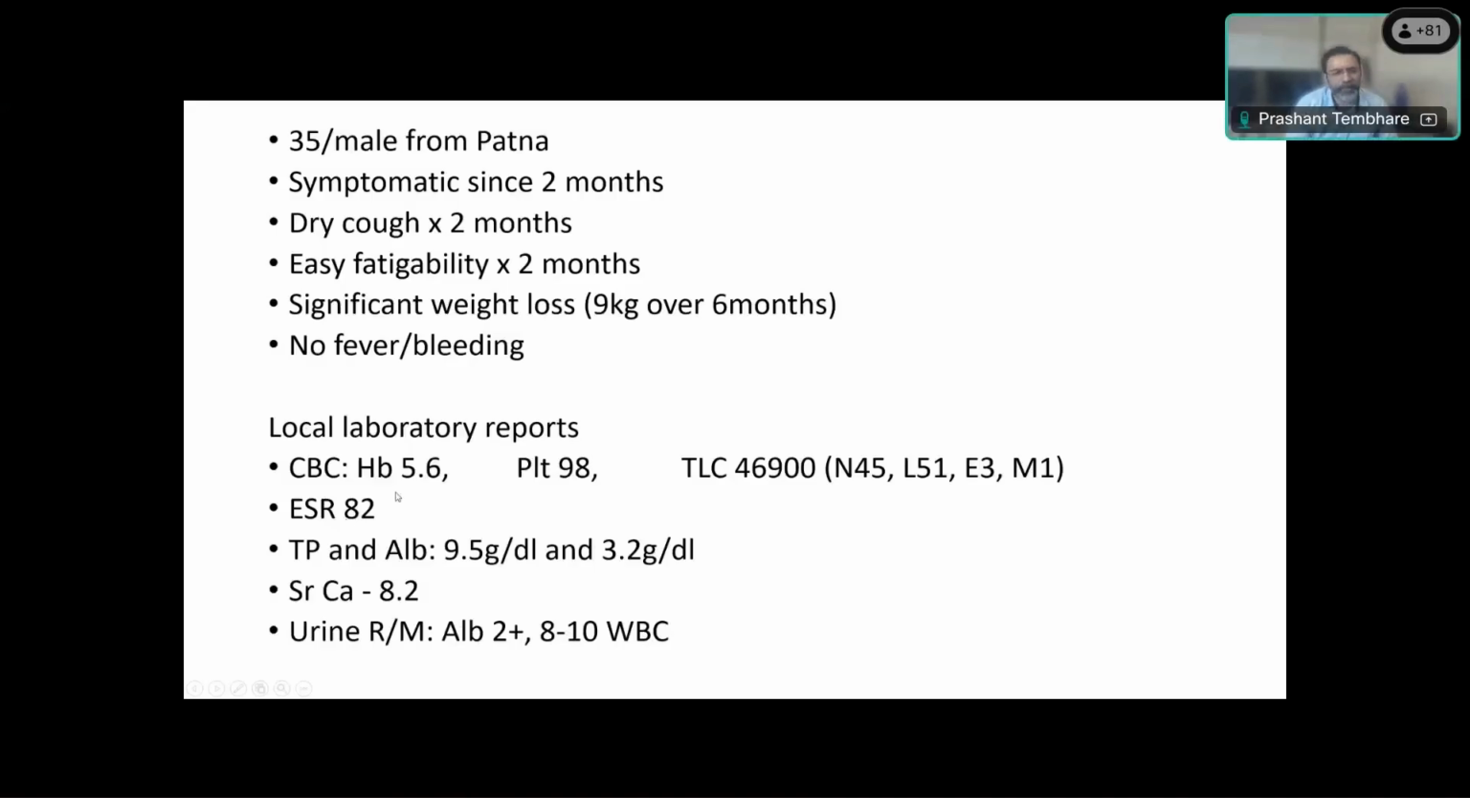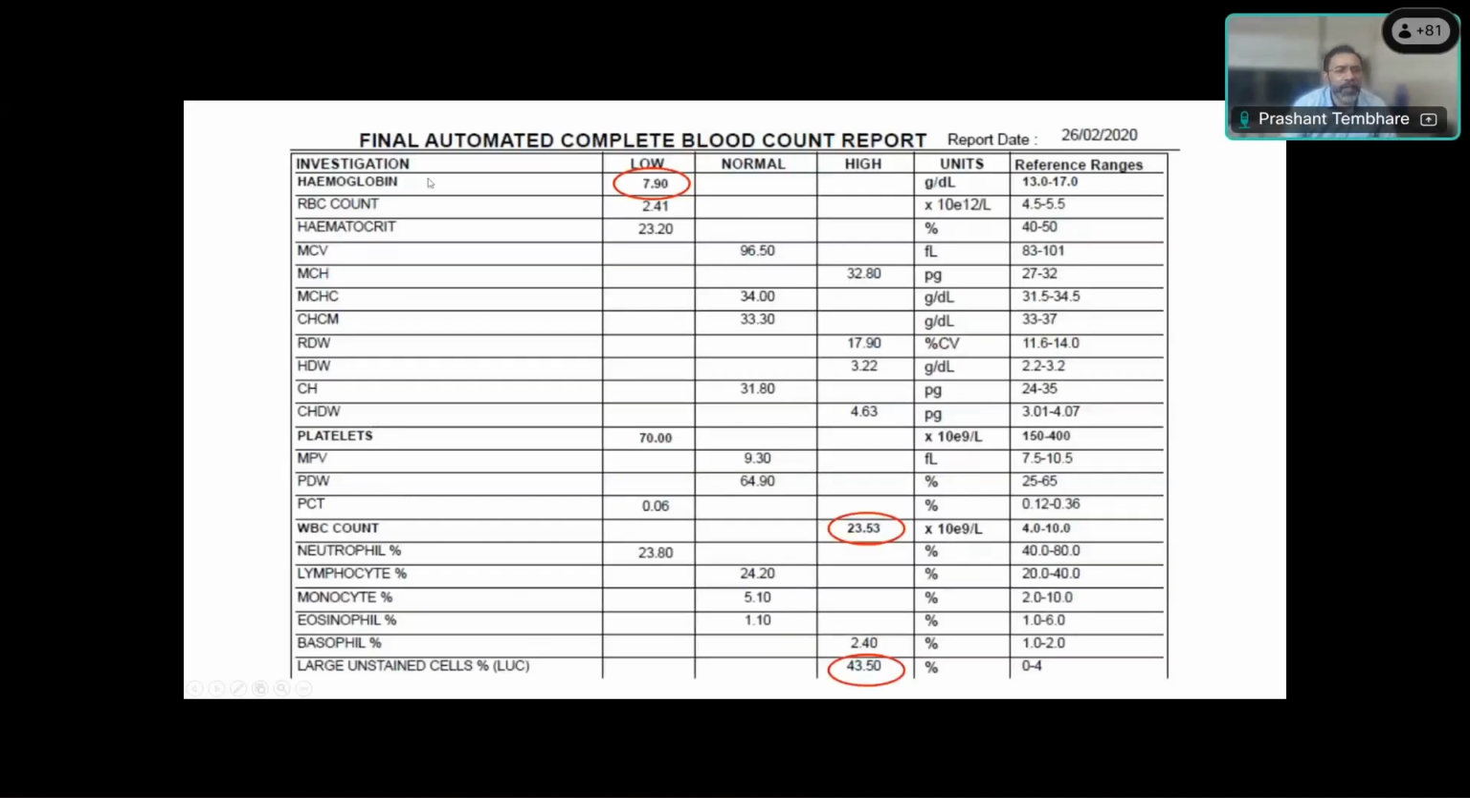This patient presented to Tata Hospital. You can see the hemoglobin was 7.9, so anemia was there. Thrombocytopenia is there, and the WBC count was 23,000, so clearly high. And if you look at the CBC, the large unstained cells were increased. Okay, so the large unstained cells that you see were higher in the CBC findings.